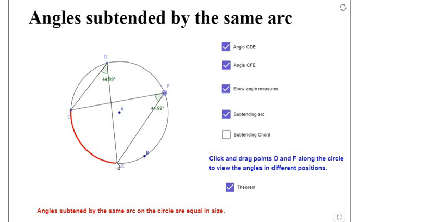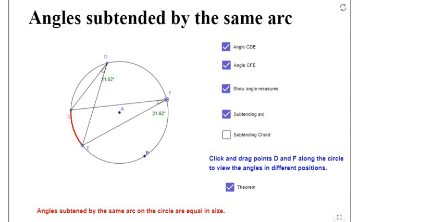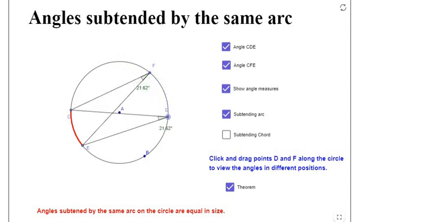Now for example, if I change the size of this arc, let's say I want to make it smaller, more like a minor arc. Now look at this, the angle's value is 21.62 degrees. Wherever I take it, it's not changing, it's the same angle, right? So remember, because both these angles are standing on the same arc, their measurements are equal to each other.